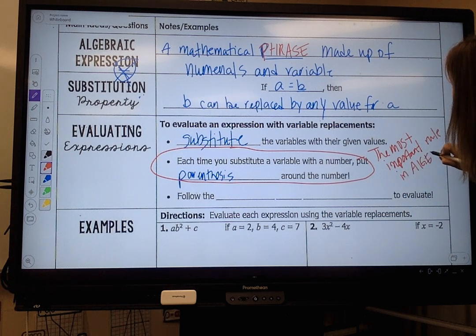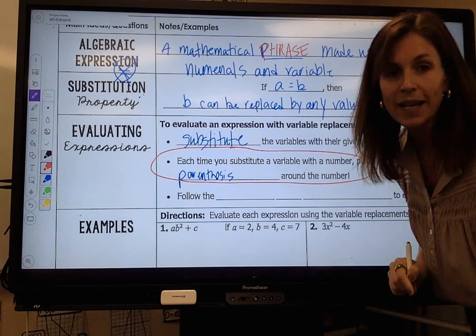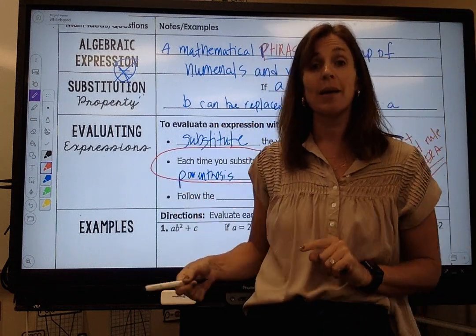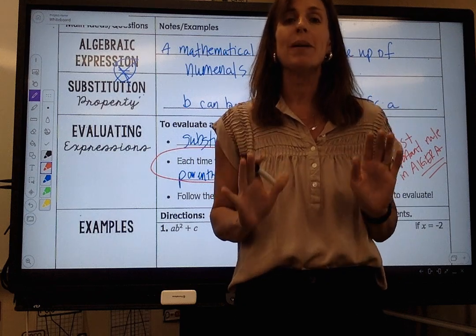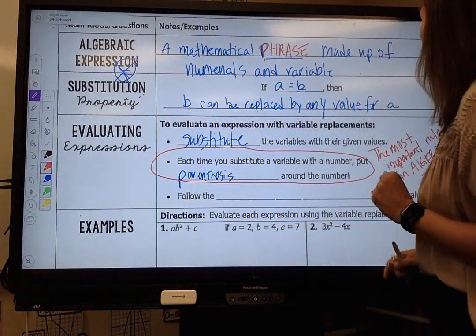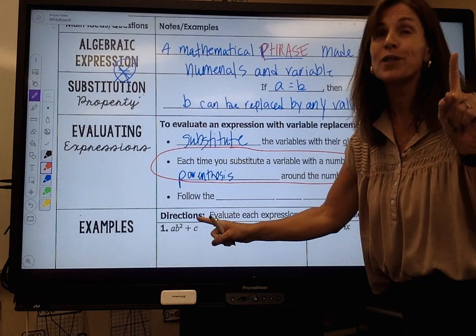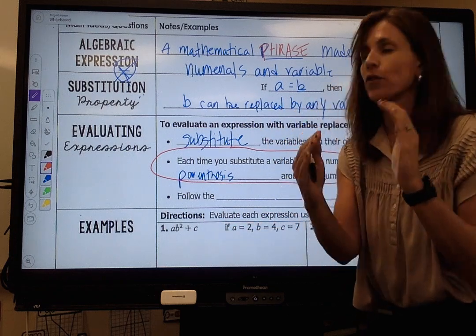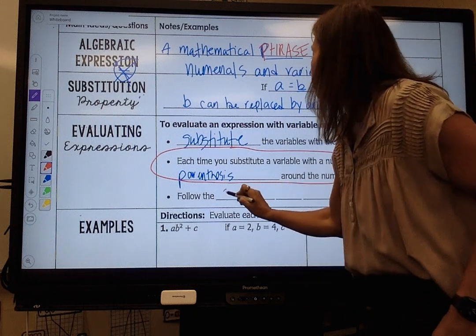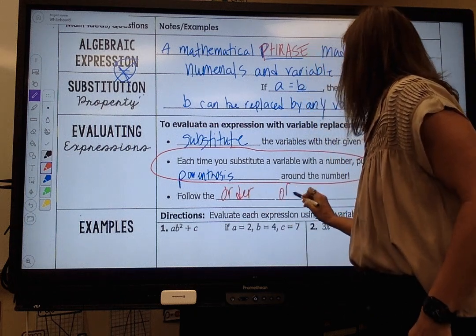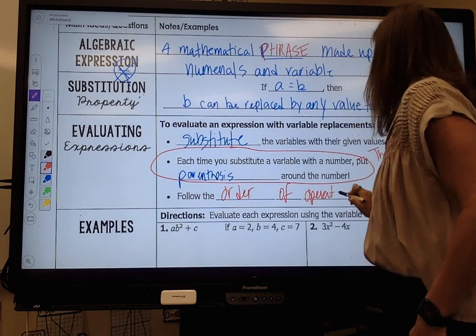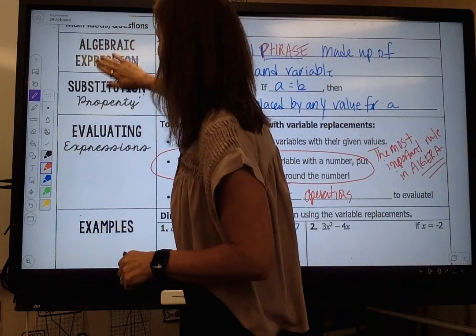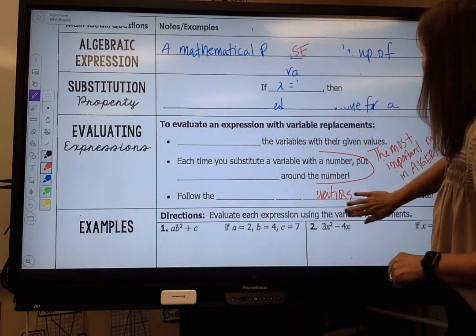I will say this phrase about 1 million times this year. The most important rule in algebra. We will use it every single time. And if you follow it, it makes your math life so much easier. So, most important rule in algebra, put parentheses over whatever you're evaluating. And then we just follow the order of operations. Okay, so I'm going to give you an example of those, but these are great vocab words that you need to know. So let's take a look at some examples.